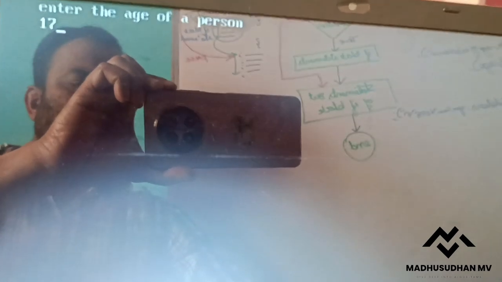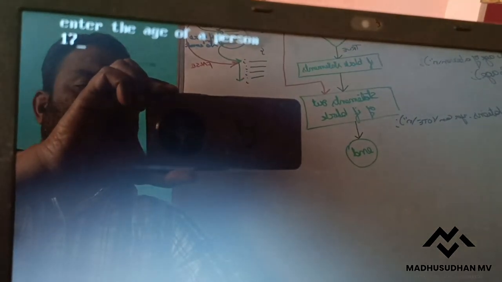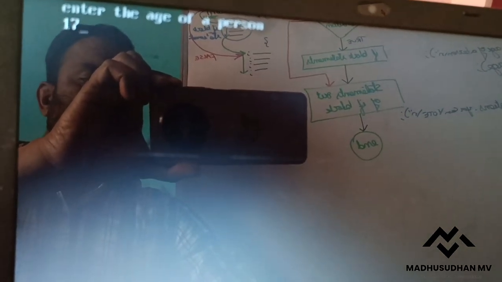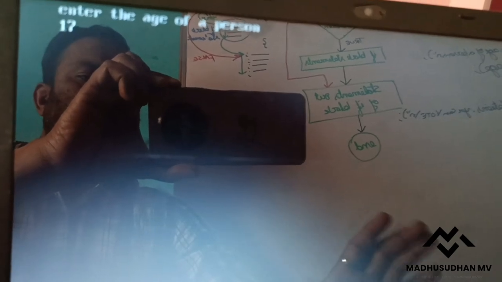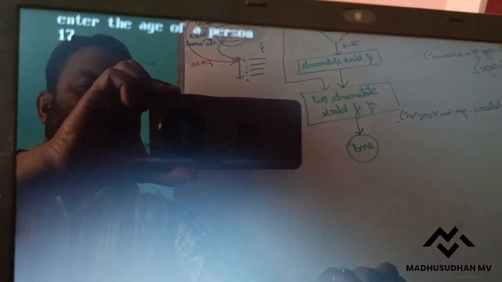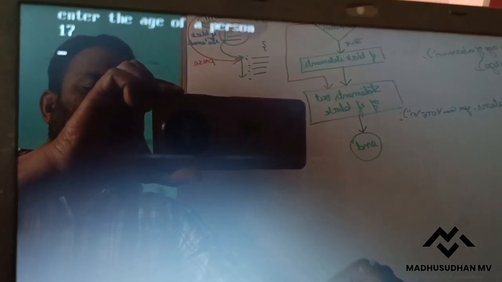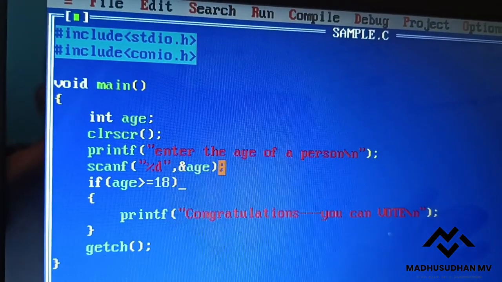Okay. So again I will run this one. Now instead of 22, I will say 17. For 17, it is less than 18. Yes, it is less than 18, so it is not eligible to vote. So it's not printing, see, it's not printing. If I press enter once again, it comes out of the program.